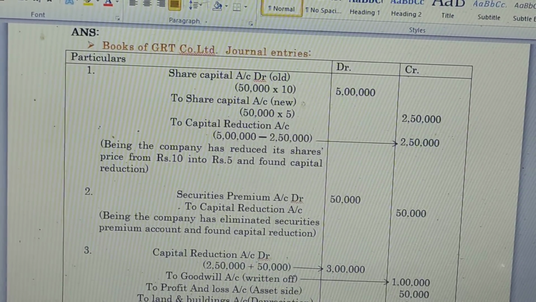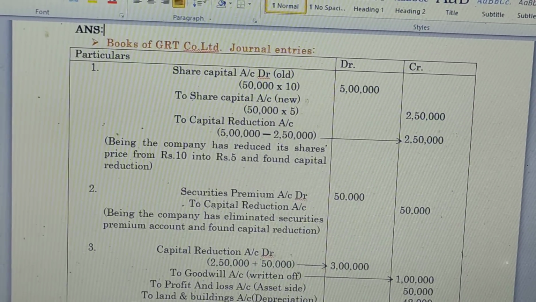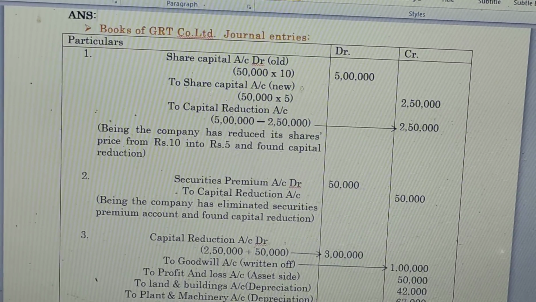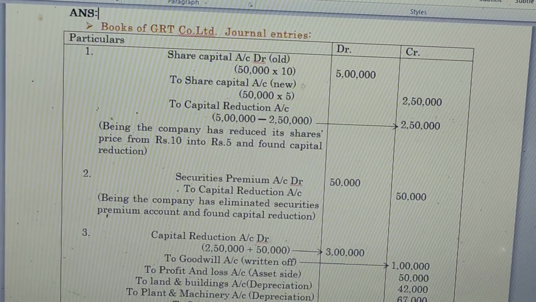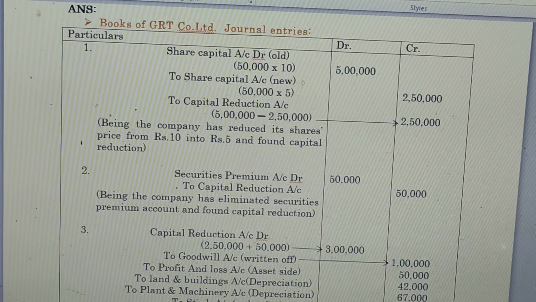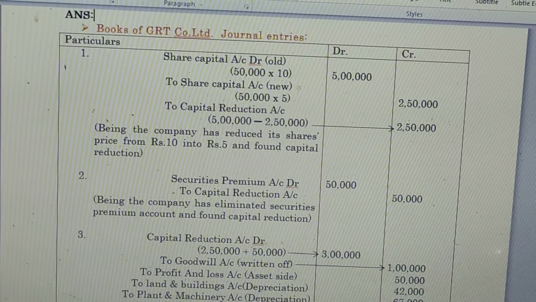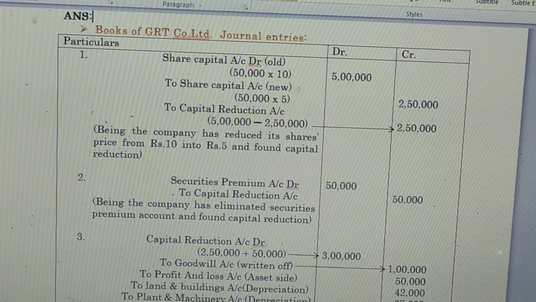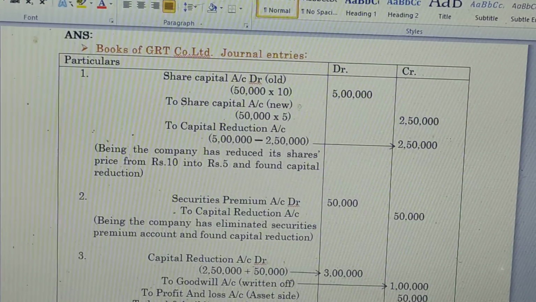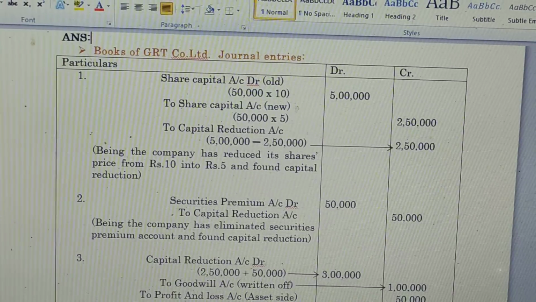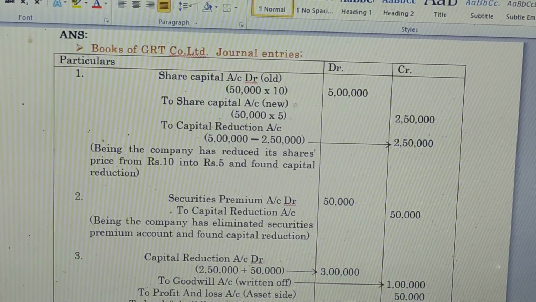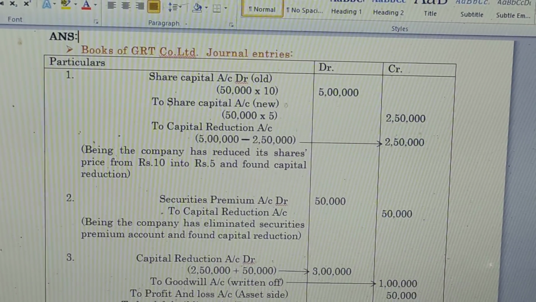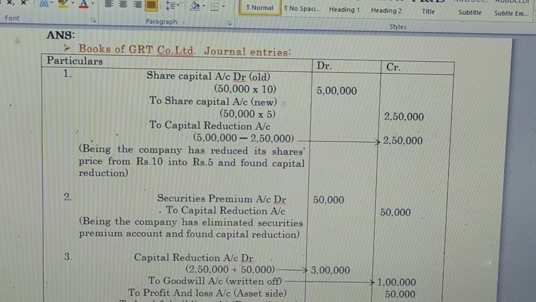Based on this information, we are going to prepare the journal entries of GRT Company Limited. The first journal entry: share capital account debit, the old value, 50,000 multiplied by 10, the amount is rupees 5 lakhs, which we have to mention on the debit side. And to share capital account new, this is the adjustment value. There is no change in the number of shares, so 50,000 multiplied by 5, the amount is rupees 2 lakhs 50,000, which we have to mention on the credit side.